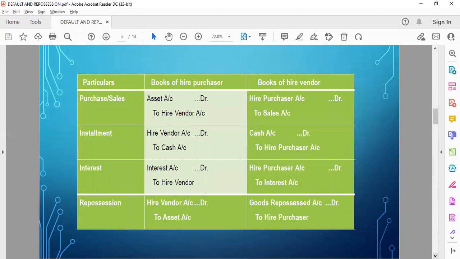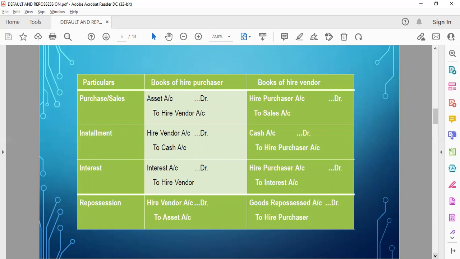Then we can see the journal entries, the particulars, in the books of hire purchaser and in the books of hire vendor. When the purchase or sale happens, in the books of hire purchaser, the journal entry is asset account debit to hire vendor account. But in the books of hire vendor, hire purchaser account debit to sales account. Then installment. In the books of hire purchaser, hire vendor account debit to cash account. But in the books of hire vendor, cash account debit to hire purchaser account.